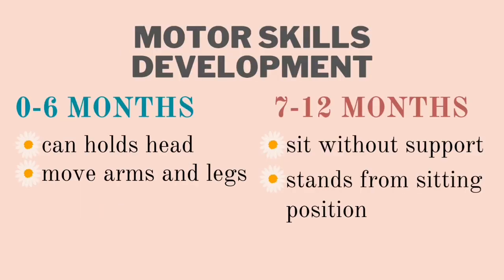Motor skills development from 0 to 6 months: can hold head up, move arms and legs, roll over. From 7 to 12 months: sits without support, stands from a sitting position, walks with one hand held. 13 to 18 months: feeds self with assistance, no longer drinks from a feeding bottle, drinks from a cup unassisted. 19 to 24 months: removes loose clothes, goes to a designated place to urinate but sometimes wets his or her pants. They can remove socks.